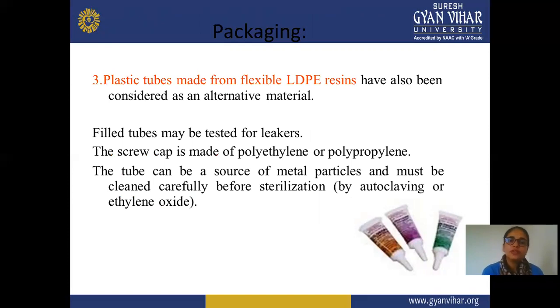Next is a plastic tube made from flexible low density polyethylene resins. Instead of tin as well as aluminum, you can also use plastic tubes, manufactured with the help of plastic material. In this plastic material we mainly use LDPE, low density polyethylene resins, that is considered for packaging of a semi-solid dosage form. So we see that there are three materials that we use for packaging of a semi-solid dosage form. One is tin, and tin is replaced by aluminum, which has a low cost, and these are also replaced by plastic, and plastic LDPE will be used. This is also an alternative material for packing of semi-solid dosage form.